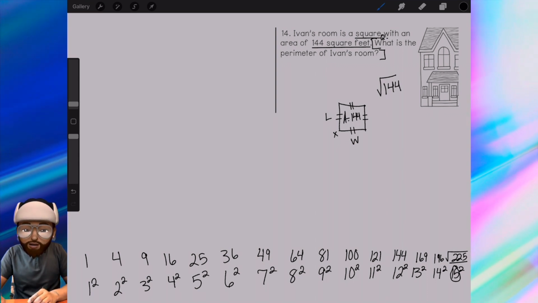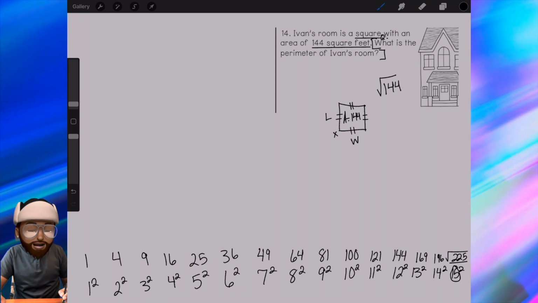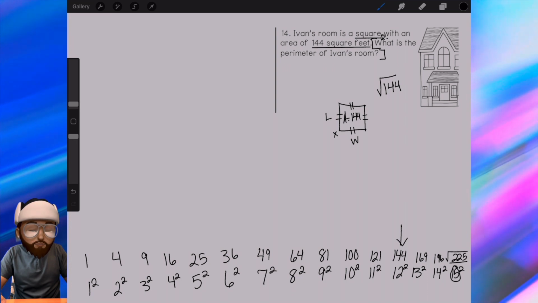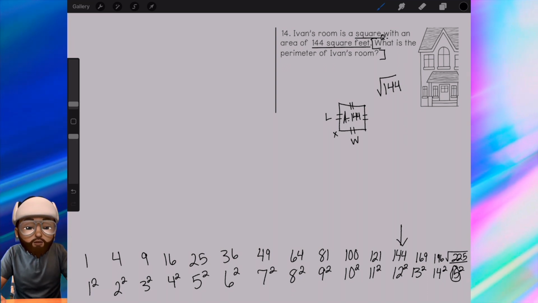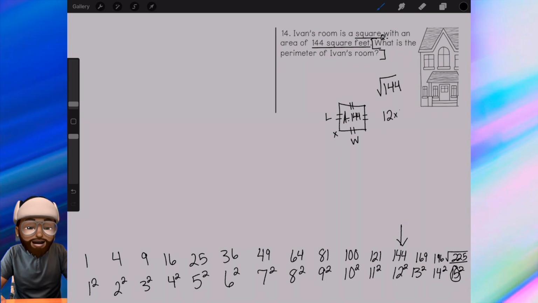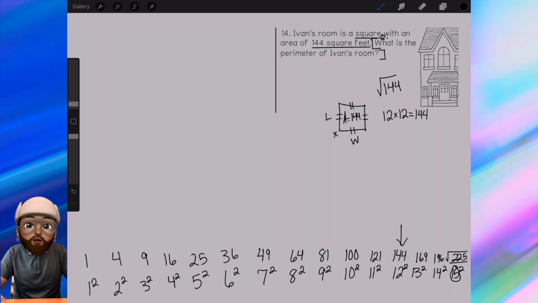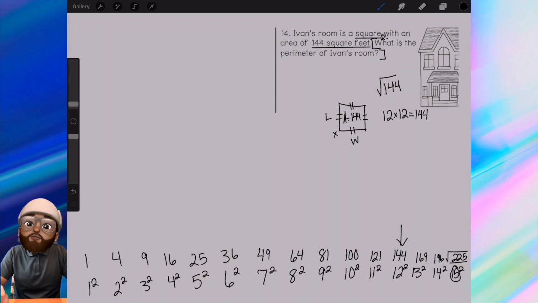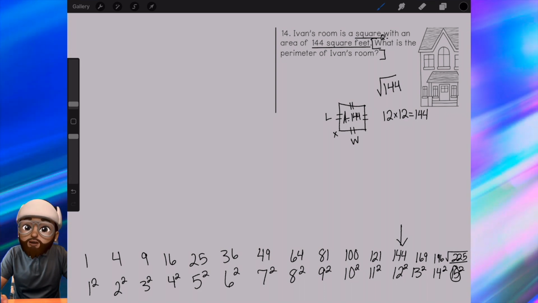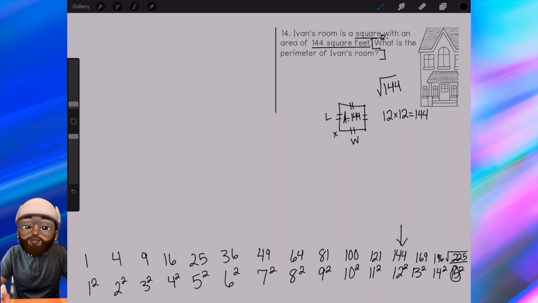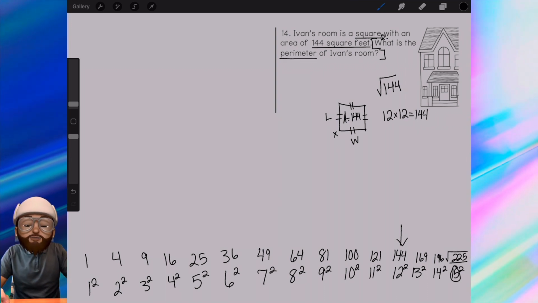It's not 1, not 2, not 3, not 4, not 5, not 6, not 7, not 8, not 9, not 10, not 11, but it is number 12. So with number 12, we know that if we multiply 12 times 12, that will equal 144. So we know how long one side of this square is. But that's not what the question is asking us. The question is asking us, what is the perimeter of Ivan's room?